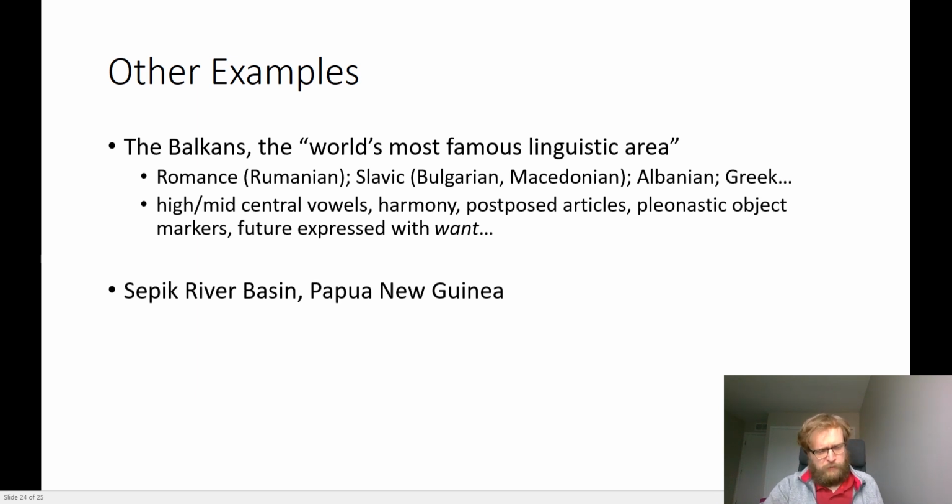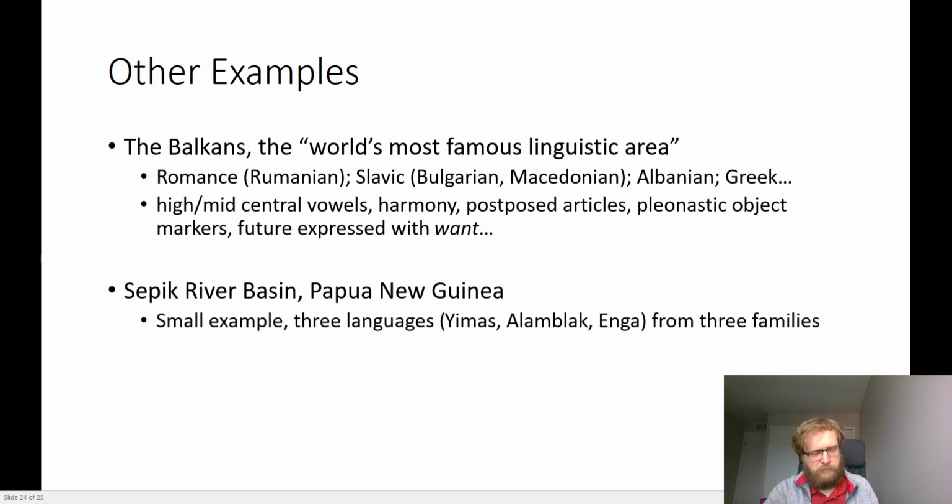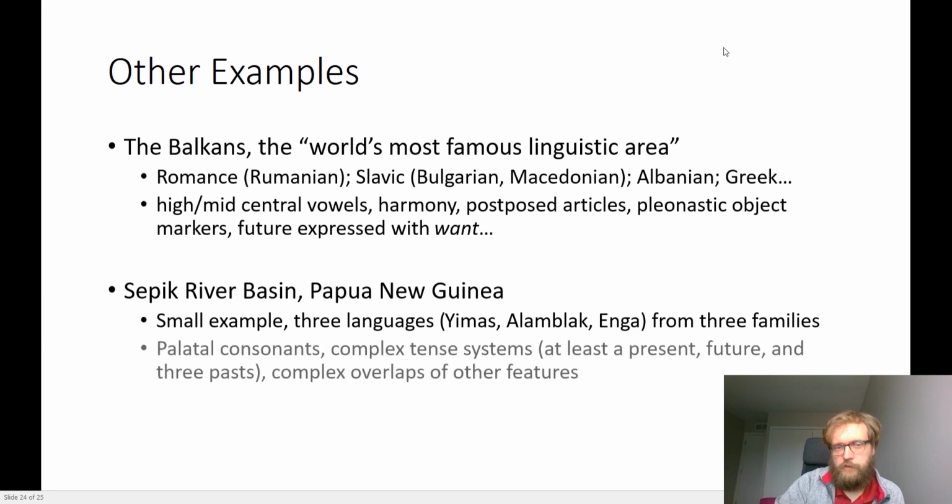The Sepik River Basin is a really good example of how many different parts of Papua New Guinea are known for having areal features. It's a small example of just 3 languages, but between the 3 of them, they all share, in contrast to the outside languages, palatal consonants, really complex and interesting tense systems, and really complex overlaps of other features where 2 of them will share one feature and then the other 2 will share another. So you can reconstruct some of the sources for some of these, but some of them just really seem to go very deep back into history.